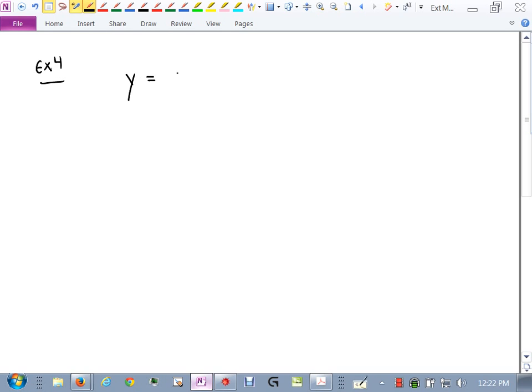Y is the square root of natural log of arctangent of x. So I just want the derivative here. This is chain rule, isn't it? If we look at this as a function, the way we do chain rules, we start with the outside and work our way in, right? That's the way chain rule works.